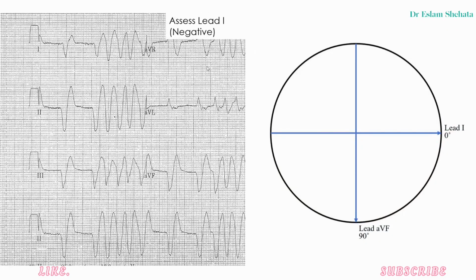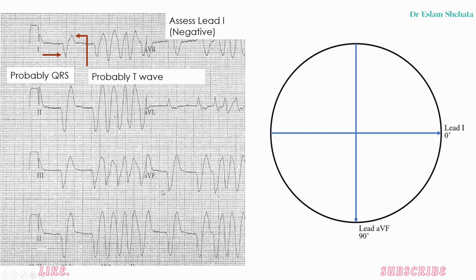Draw a grid, start with lead 1, and I'd say lead 1's negative. Now, that's because I'm saying that this here is QRS complex, and this here is T wave. It's not always very easy to tell. For example, when we get down to here, I still think this is QRS complex, and this is T wave.